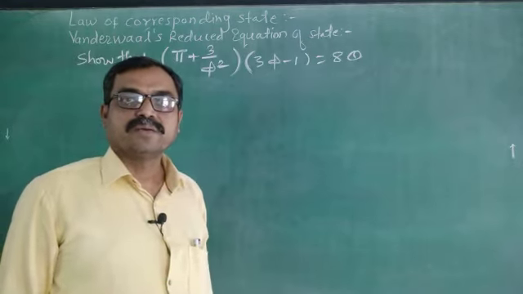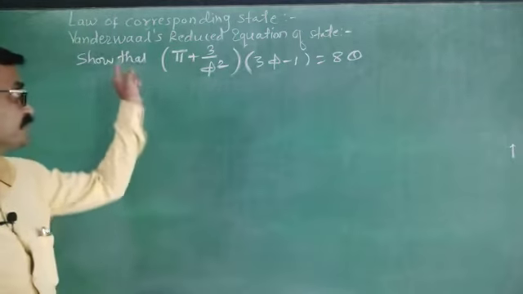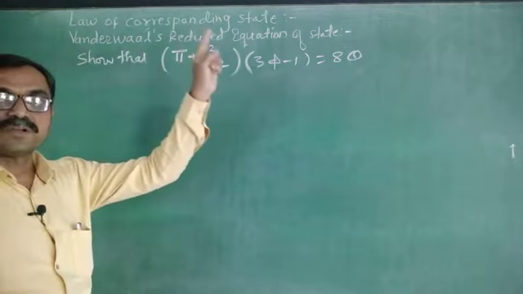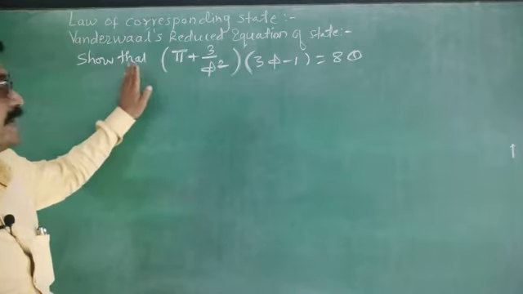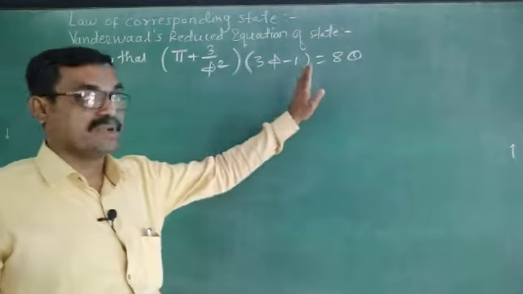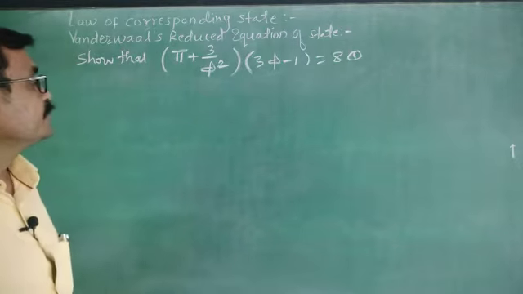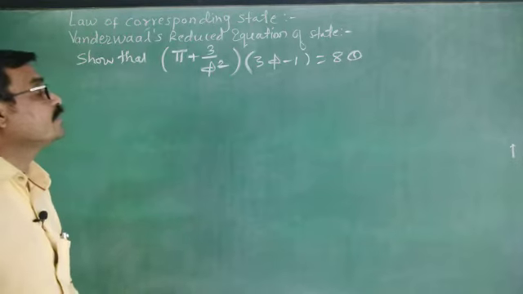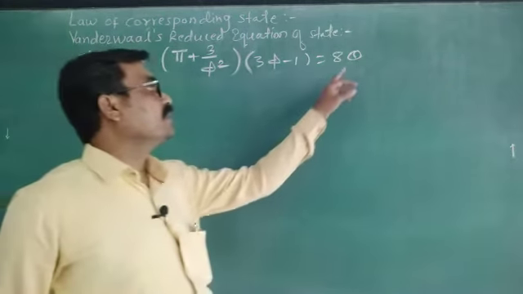Students, today we are going to see van der Waals reduced equation of state, also known as the law of corresponding states. It may be asked in examination: show that (pi plus 3 upon phi square) into (3 phi minus 1) is equal to 8 theta. Here pi is reduced pressure, phi is reduced volume, and theta is reduced temperature.